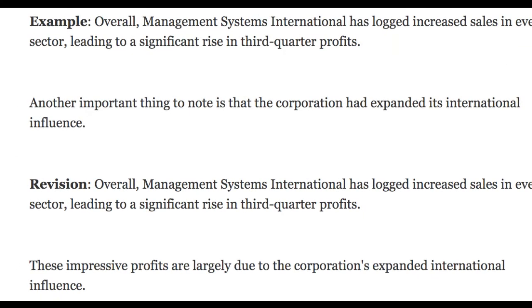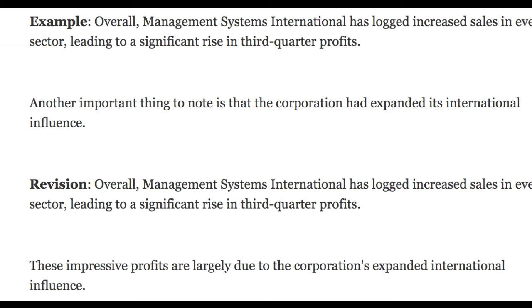So here we have examples of making our own transitions, and I think it's a good thing to go over these. The first one gives you a sentence, and then it gives you another key note in the next paragraph or a paragraph before this, and it wants you to try and transition into it. The example starts with: overall, Management Systems International has logged increased sales in every sector, leading to a significant rise in third quarter profits. Another important thing to note is that the corporation had expanded its international influence.